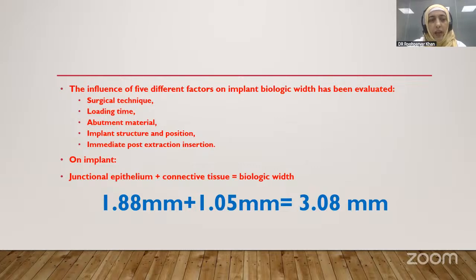While maintaining biological width around the implant, some other factors have to be considered, amongst which the most important five factors are: what kind of surgical technique is used, what is the loading time, what abutment material is used, what is the implant structure and position, and whether the implant is an immediate implant or a post-extraction implant, where we have given some time after extraction.